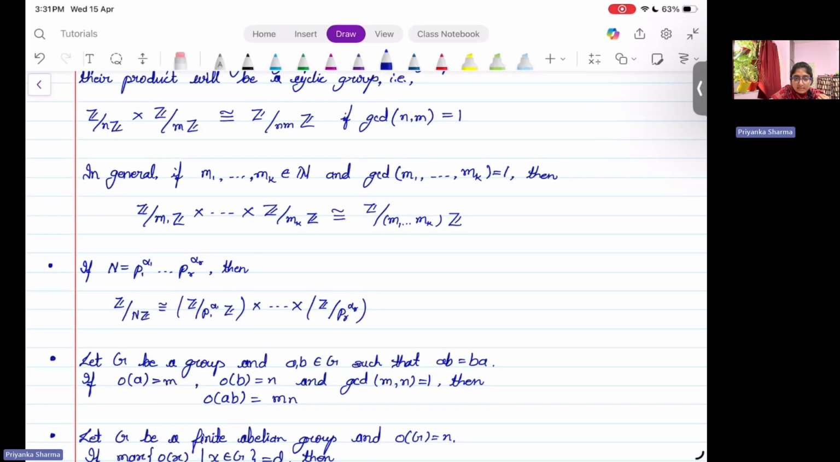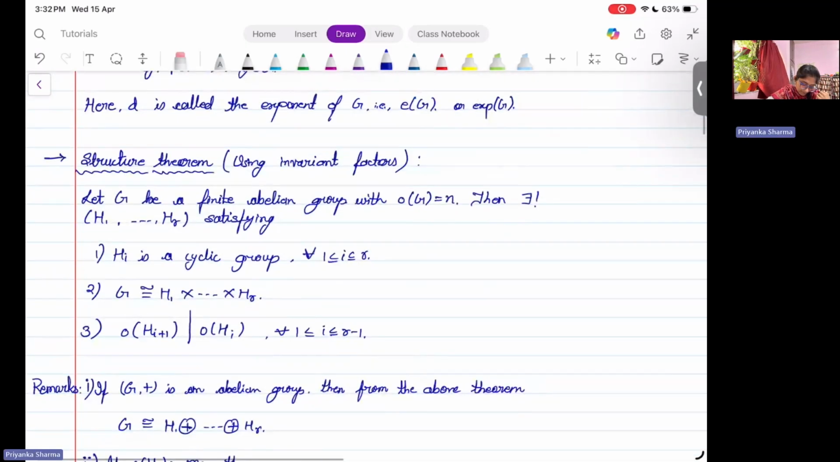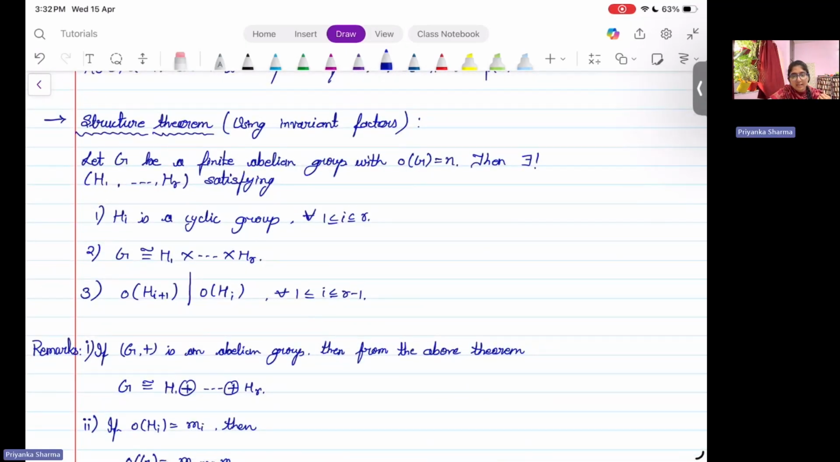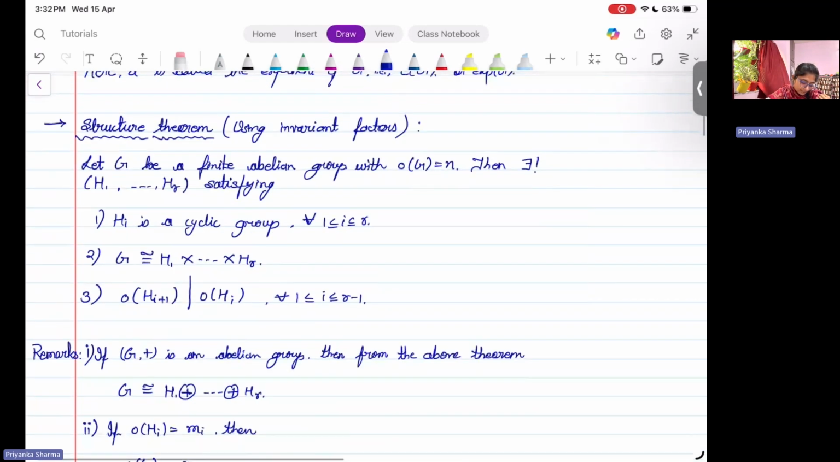Similarly, we can have this result for the prime factorization form. So if we have a natural number n and we express it in its prime factorization form, that is n is p1 to the power alpha 1 into p2 to the power alpha 2 up to pr to the power alpha r, then Z mod nZ will be isomorphic to Z mod p1 to the power alpha 1 Z cross up to Z mod pr to the power alpha r Z. So these are some basic results which we have already discussed in the previous session.